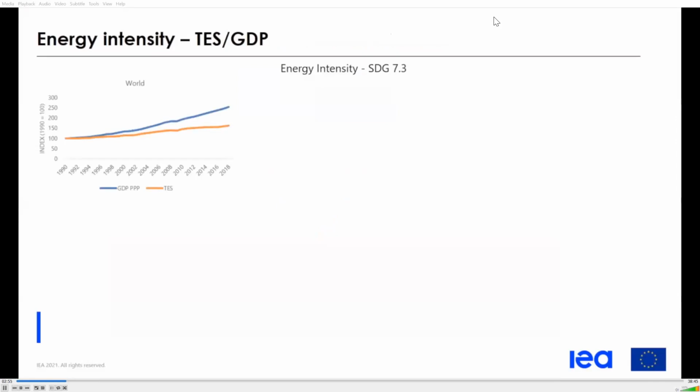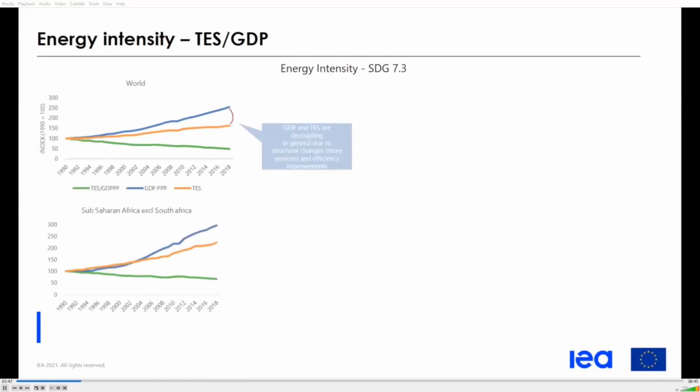Energy intensity is a measure that is often used to assess the energy efficiency of a particular economy. The numerical value is traditionally calculated by taking the ratio of energy supply to gross domestic product, indicating how well the economy converts energy into monetary output. The figure on the left side shows us how primary energy use and GDP have changed globally over time relative to a normalized year of 1990. As you can see, GDP and total energy supply are decoupling, and this can be due to several reasons such as structural changes and efficiency improvement. In sub-Saharan Africa, the energy intensity is decoupling less quickly than globally.